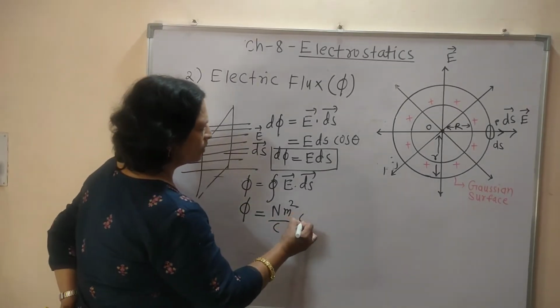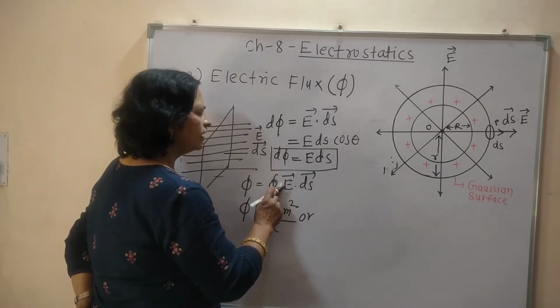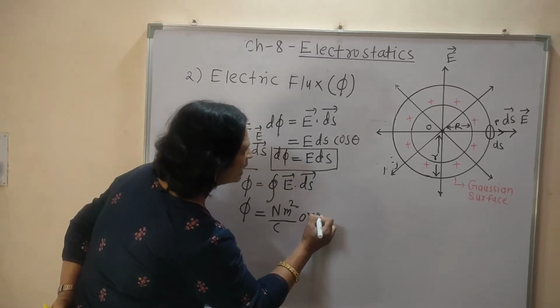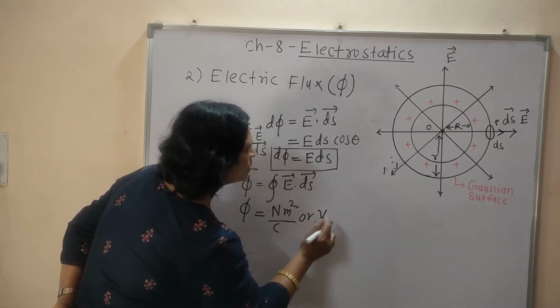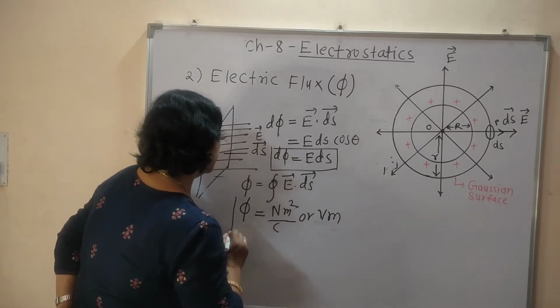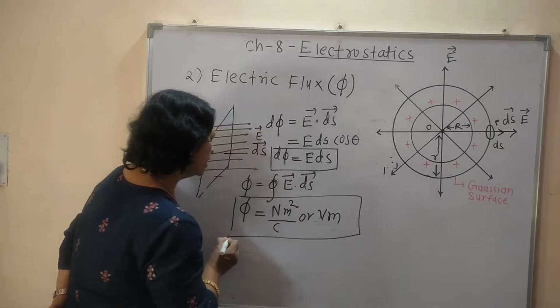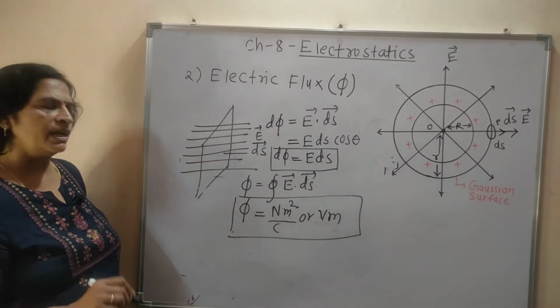And the second SI unit: if we use the unit of intensity as volt per meter, multiplied by meter square, then it becomes volt meter. These are the two SI units used for flux.